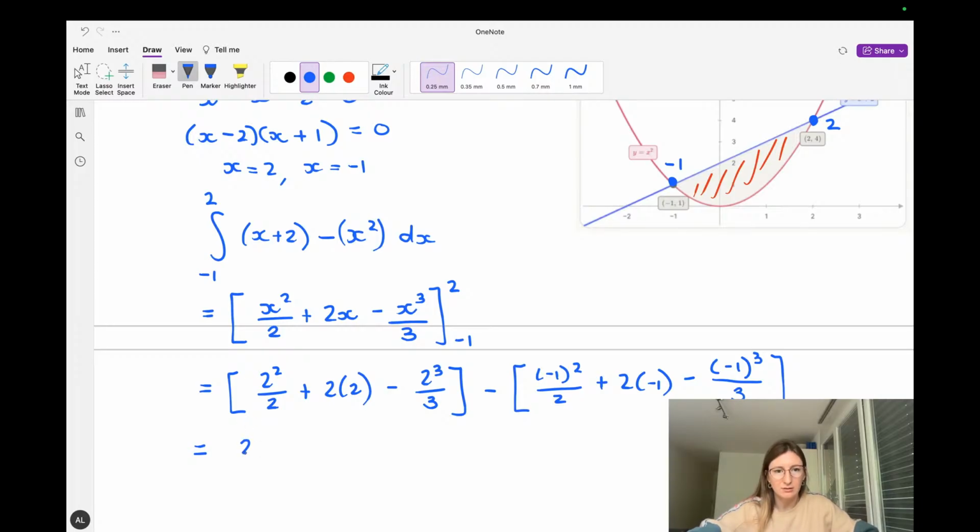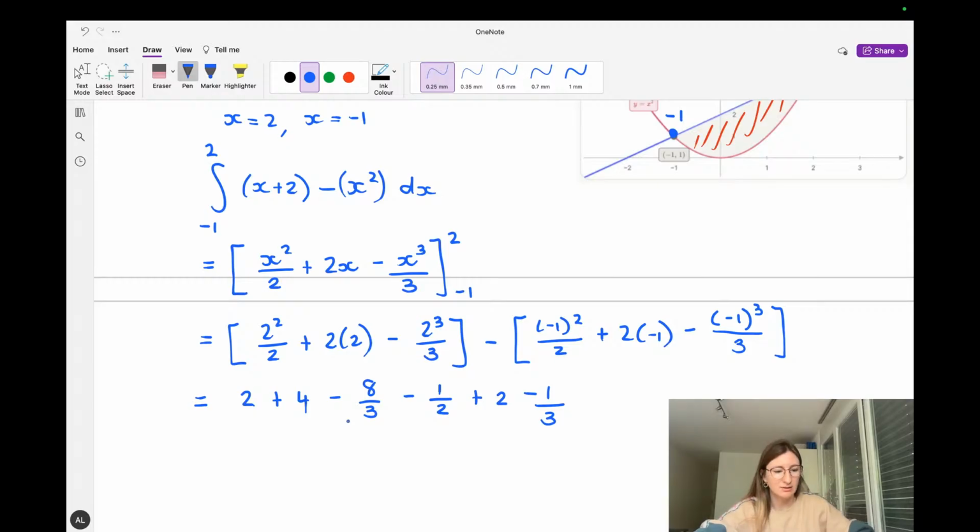So that's just 2 plus 4 minus 8 over 3 minus 1 over 2. And that becomes -2, but with that minus there, it makes it +2. And there's a lot of minuses. That's -1. So that -1 and that minus make it +1, but that minus makes it a -1. So there we go. And then we can solve for that.